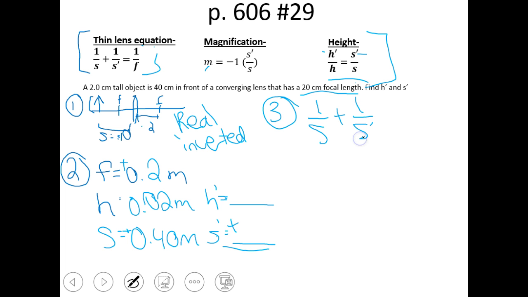So I know S, and I know F. I know my object distance and my focal length. So I'm going to plug those in from my handy dandy chart down here. 1 over 0.4 meters plus 1 over S prime equals 1 over my focal length, 0.2 meters. Because these are decimals, I just go ahead and divide them out. And so 1 divided by 0.4 is 2.5.